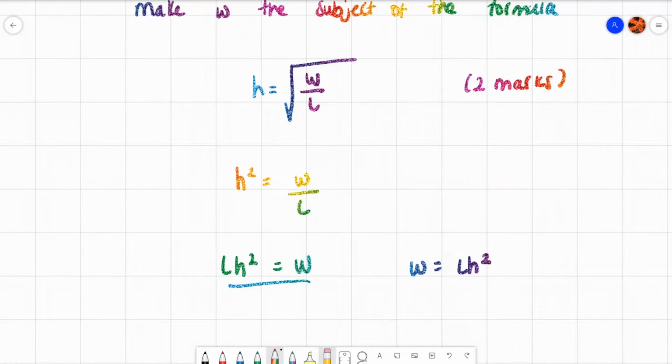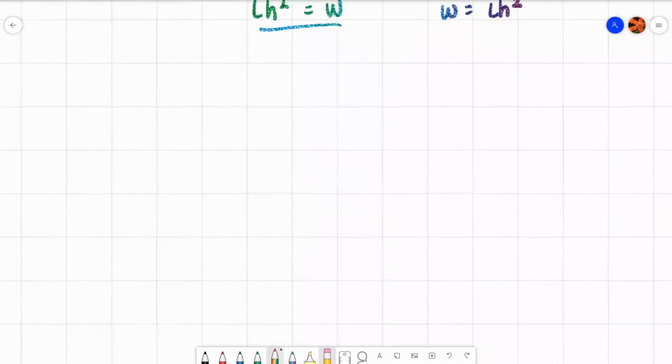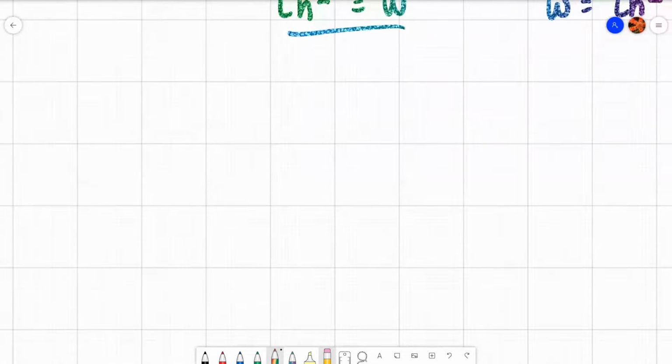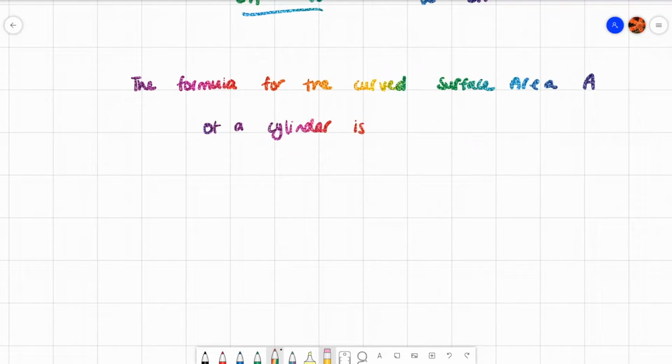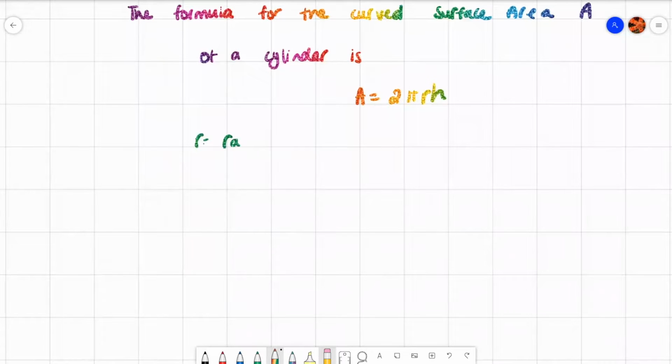Lovely. Right, let's have a look at another question in the GCSE exam. This one says the formula for the curved surface area A of a cylinder is A equals 2 pi r h, where r is the radius and h is the height.